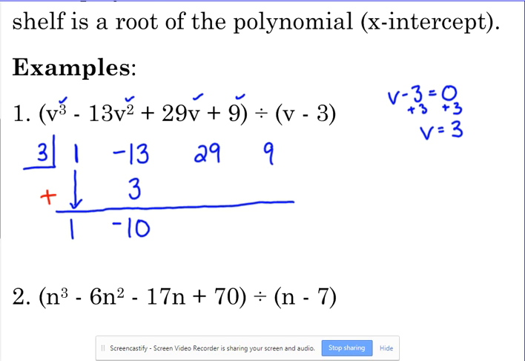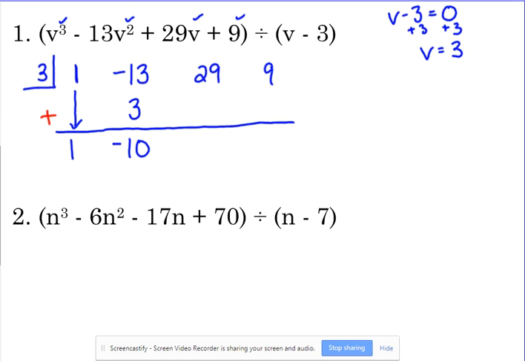And then we repeat the process. We multiply the negative 10 by the 3 on the shelf, and we get negative 30. Then we add. 29 plus negative 30 is negative 1. Then we multiply by the number on the shelf. Negative 1 times 3 is negative 3. Then we add. We get 6. That last number right there is our remainder. The last number is always the remainder.